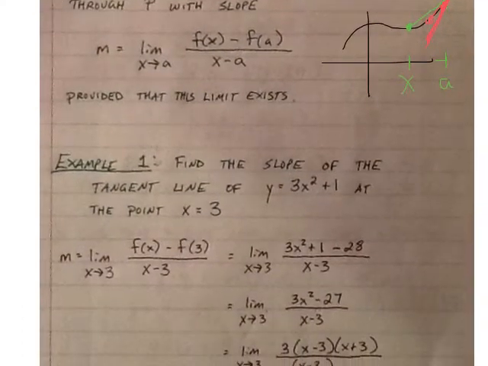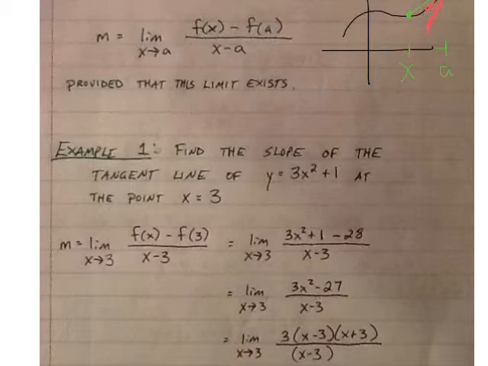Find the slope of the tangent line of y equals 3x squared plus 1 at the point x equals 3. That means what we want to do is take the limit as x approaches a, so the limit as x approaches 3 of f of x minus f of 3 all over x minus 3. So I write in my f of x, I subtract f of 3, we evaluated f of 3 to be 3 times 3 squared plus 1 equals 27 plus 1, which equals 28. All over x minus 3.